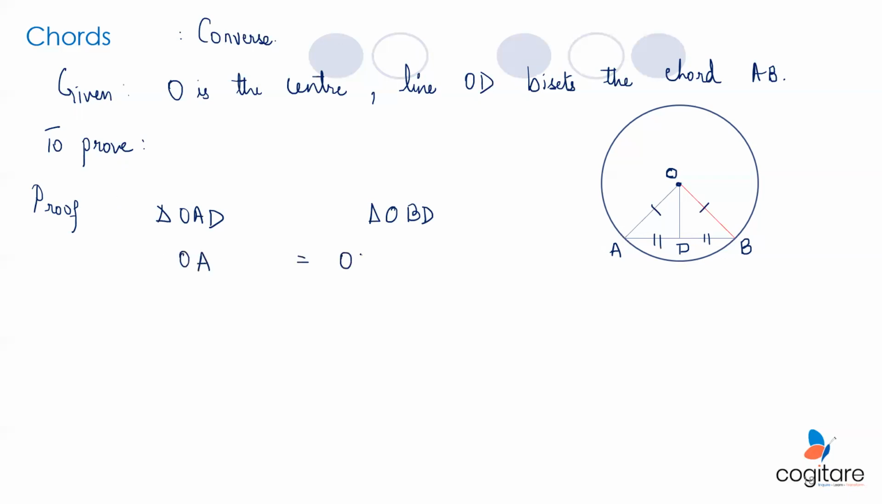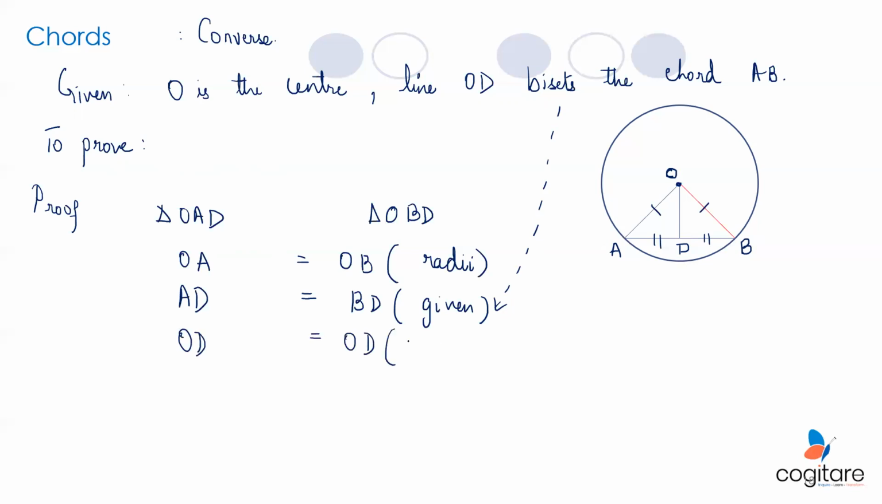Here you see all three sides are equal. So OA is equal to OB. It is the radii. Then you have AD is equal to BD. Why, guys? Because it's given. We started with the fact there exists a line from the center that's bisecting the chord. So we're using that. And the line OD is common to both the triangles, right? So by the SSS criteria, which is something you all have studied, triangle OAD is congruent to triangle OBD. Cool, it's very simple now.